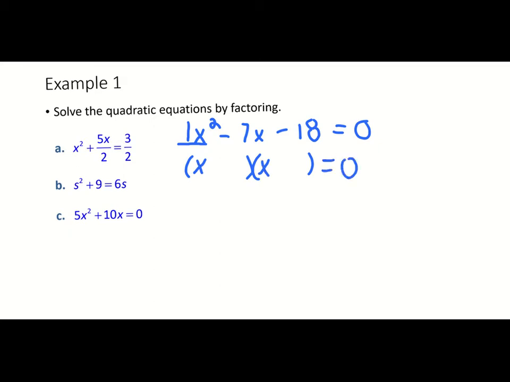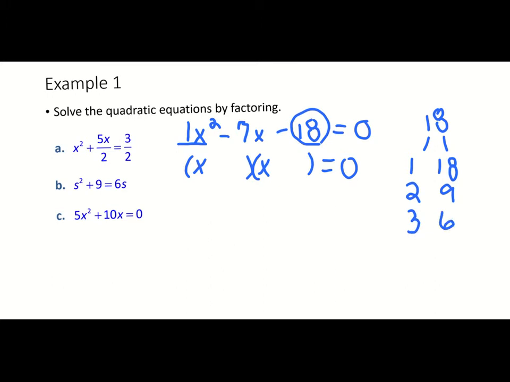And then to get my last two terms, I need to figure out what I can multiply to get 18 that will also add to give me a 7 or a negative 7. So I need to multiply to get negative 18, add to get negative 7. So the first thing I do is start off by listing out my factors of 18. So I know I can multiply 1 times 18, 2 times 9, and 3 times 6 to get 18.